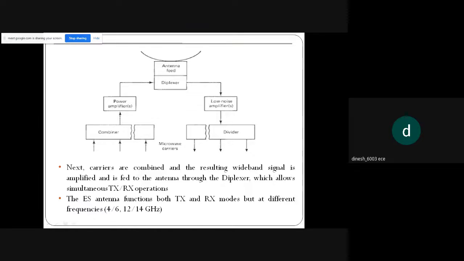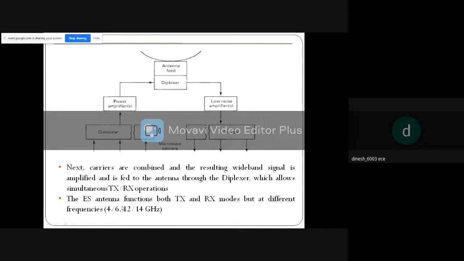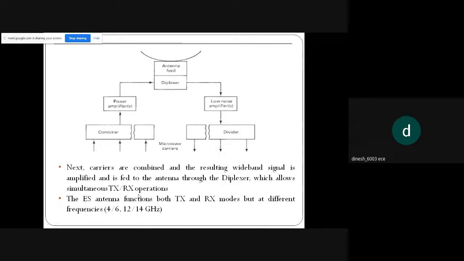In uplink frequency, 12 or 14 gigahertz is used. In reception, it is used in 4 or uplink will be higher.